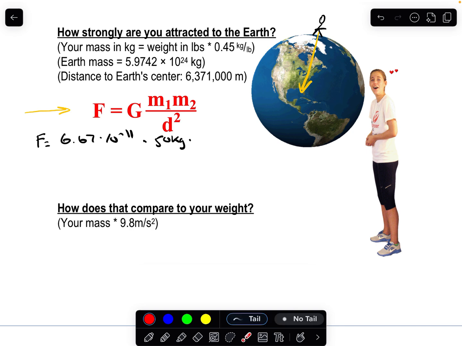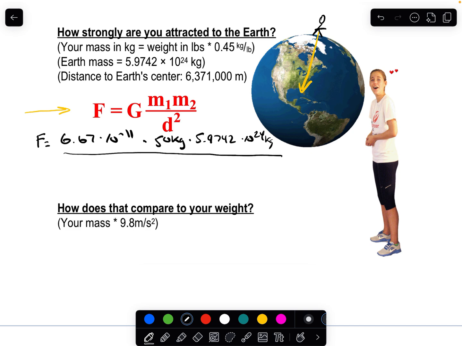So the mass of the Earth is right here. It's a really large number, remember, 5.9 times 10 to the 24th kilograms. So really, really big number here. So let's go ahead and put that in: 5.9742 times 10 to the 24th kilograms. So there's the numerator of our fraction, and then we're going to divide that by the distance between you and the Earth.